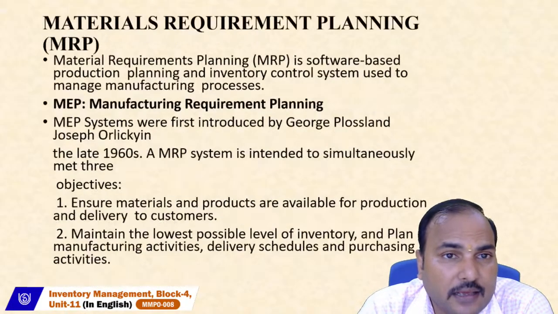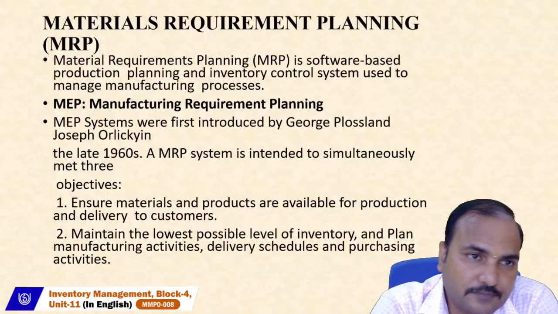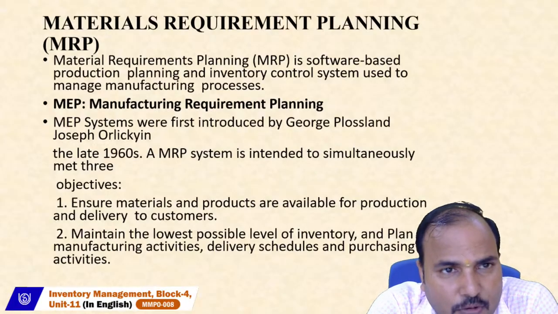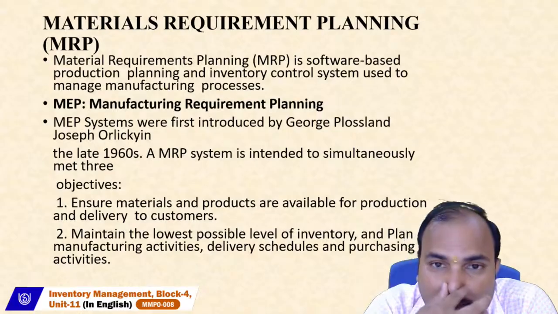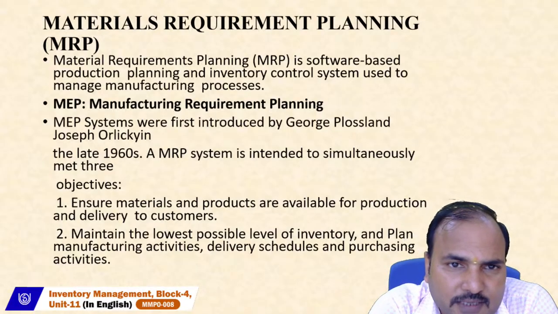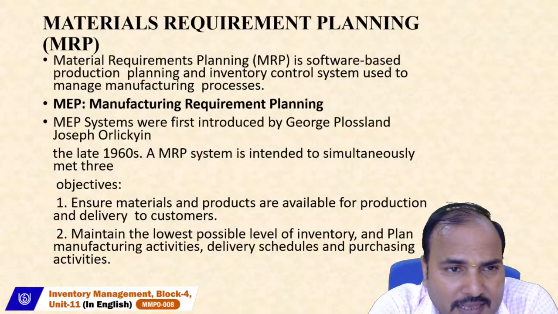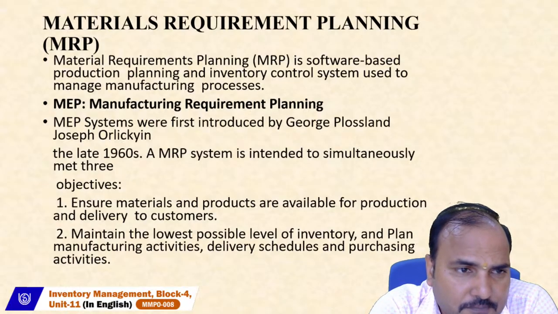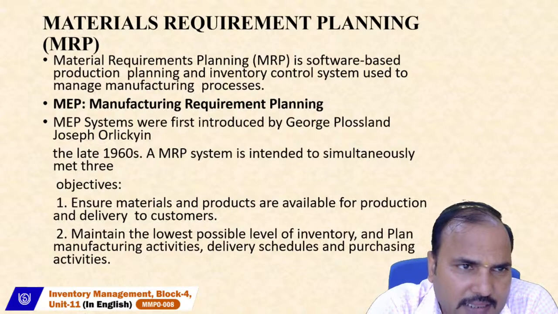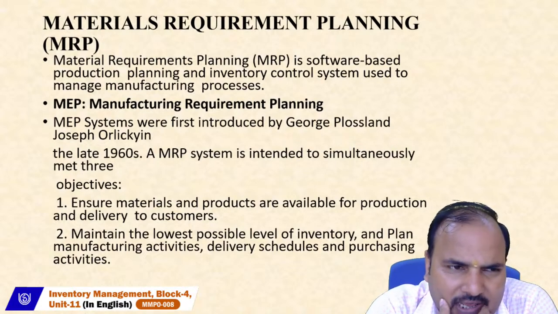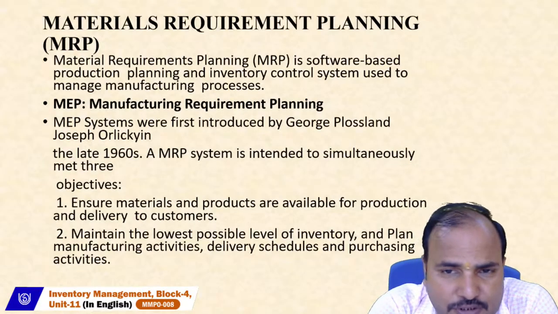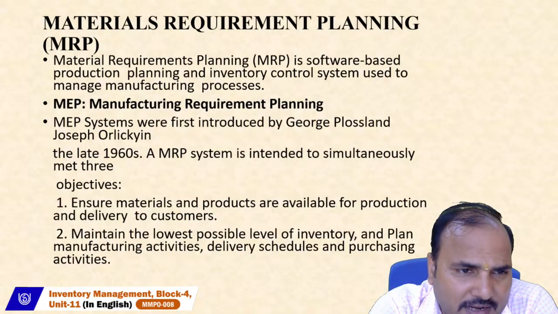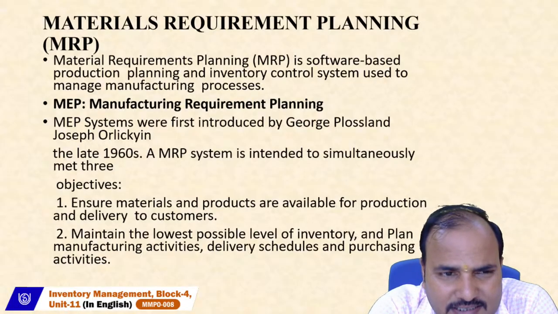And after that, we will discuss the materials requirement planning. Materials requirement planning, or MRP, is a software-based production planning and inventory control system used to manage the manufacturing processes. MRP systems were first introduced by George Plossl and Joseph Orlicky in the late 1960s.